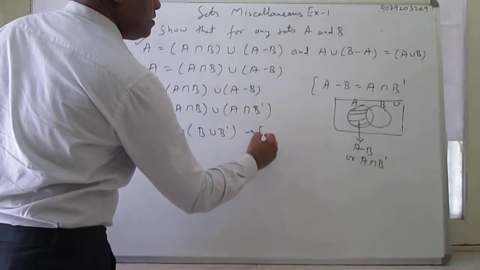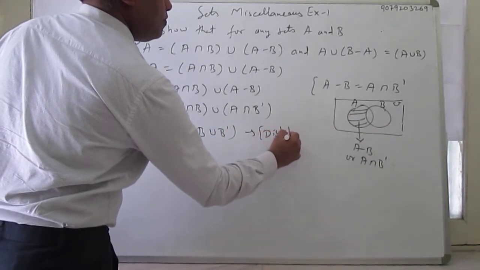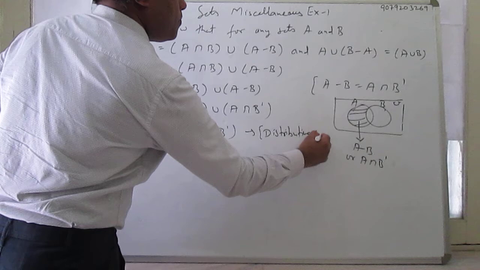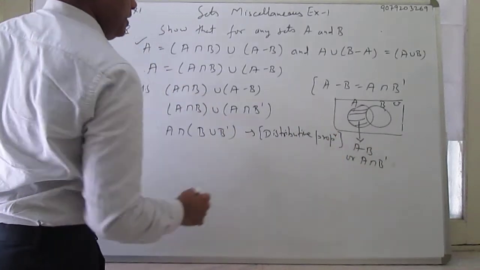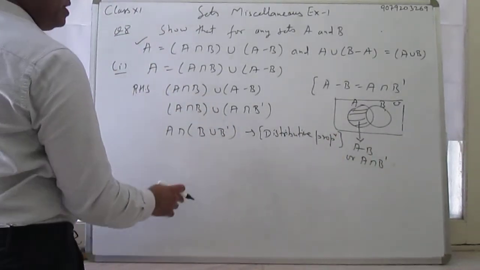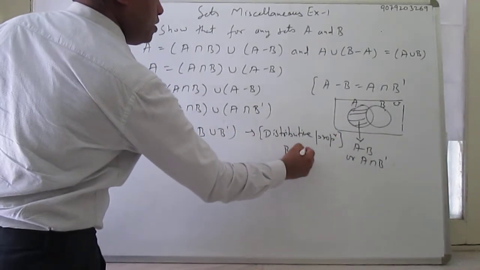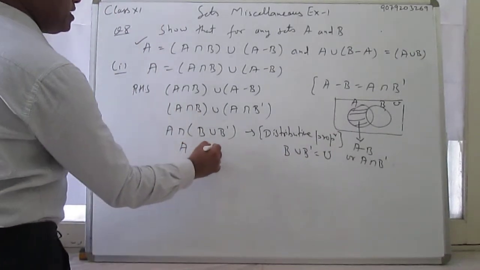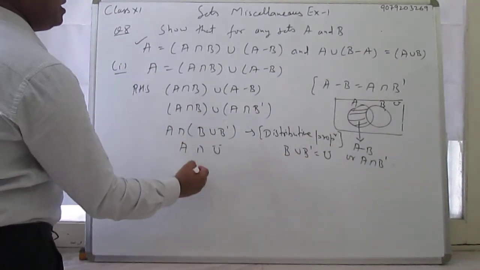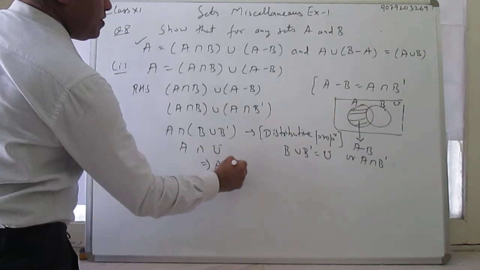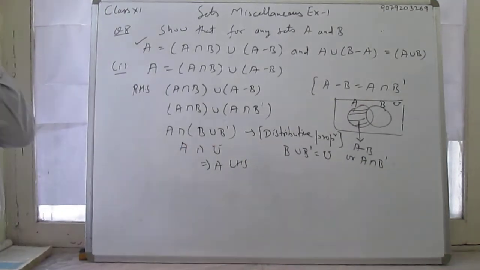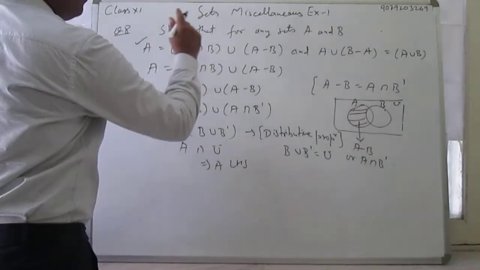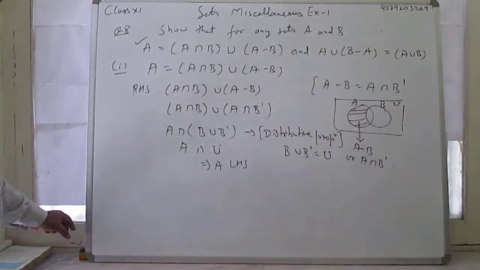This is by the distributive property. So B union B complement is the universal set. So A intersection universal is A. This is the left hand side. Now I will do the second part. This is over. Now I will take the second part.